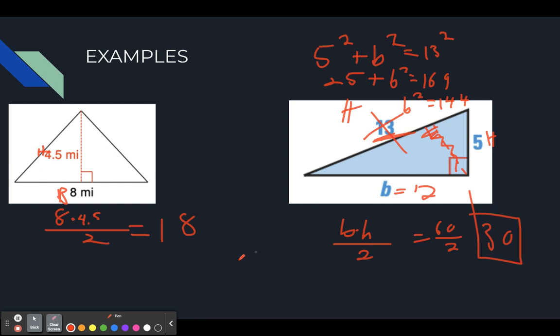Okay, so that's a great teaching point right there. It's always nice to write things out so that you know. I almost stopped at 60 and said that was the correct answer by forgetting to divide by 2. So write things out.